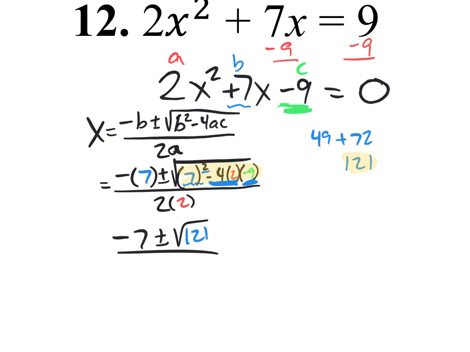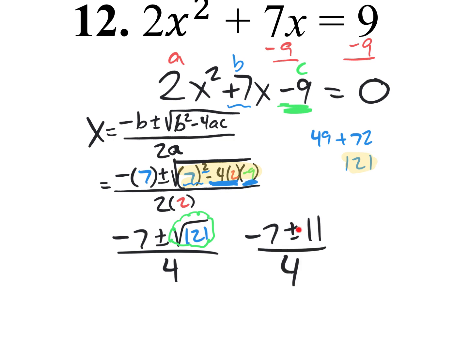And it's over 2 times 2, which is 4. Now, at this point, you need to do the square root of 121. And if you know that 121 is a perfect square number, you'll know that that equals 11. If you don't know that, just use a calculator and it'll give you 11. So what we really have here is negative 7 plus or minus 11 divided by 4.